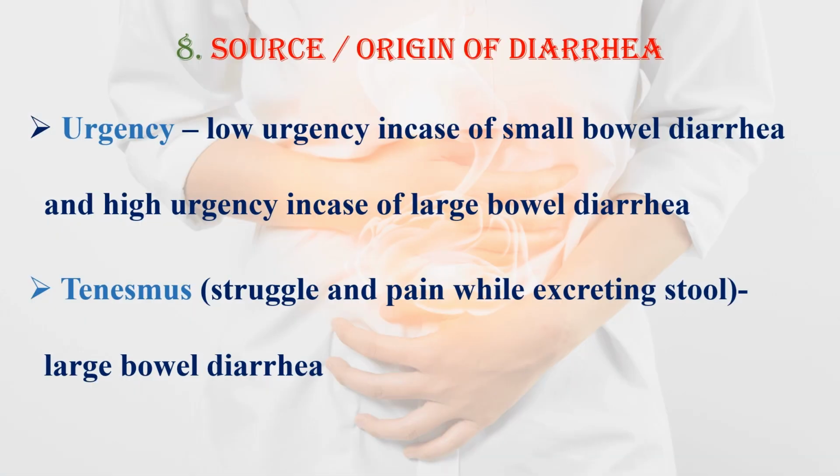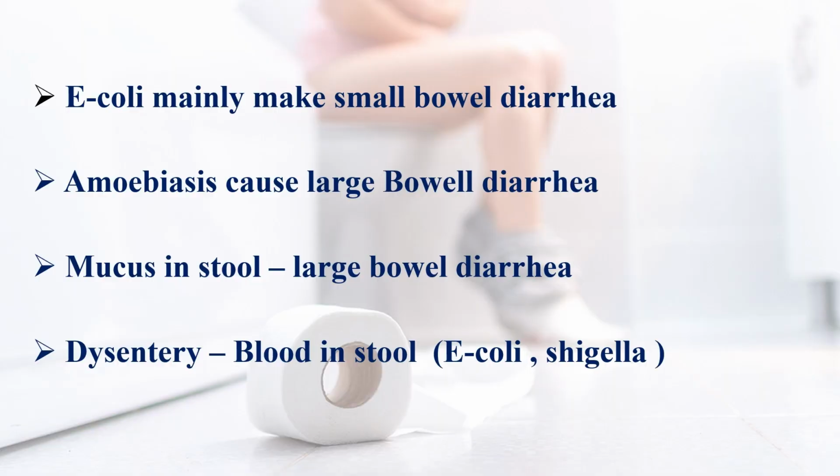Eighth one is source or origin of diarrhea. First one is urgency. Low urgency in case of small bowel diarrhea and high urgency in case of large bowel diarrhea. Tenesmus means struggle and pain while excreting stool. It is more in large bowel diarrhea. E. coli mainly makes small bowel diarrhea. Amoebiasis causes large bowel diarrhea. Mucus in stool in case of large bowel diarrhea.